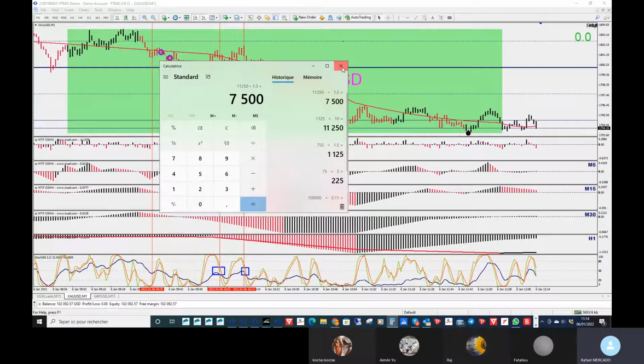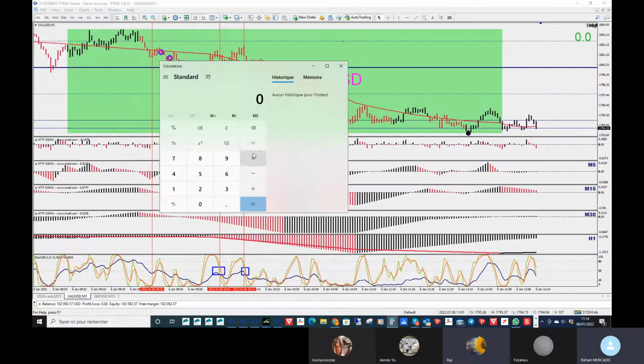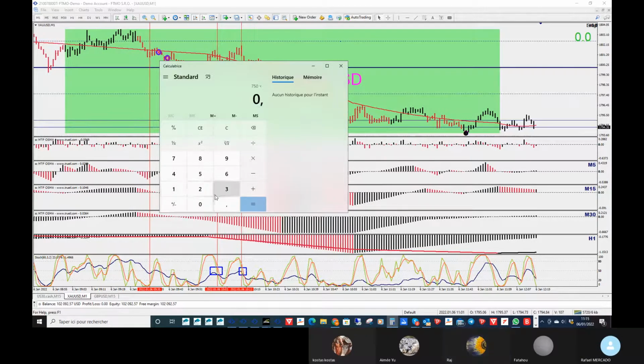I lost you. I lost you. Sorry. Yes. No. Cancel everything. Okay, so bring your calculator back. Come on. Okay. 750 pips. 750 pips. Multiplied by 0.15. 0.15, like this. Right. Okay. Yeah. Okay. That's 112.5 on one lot, right?